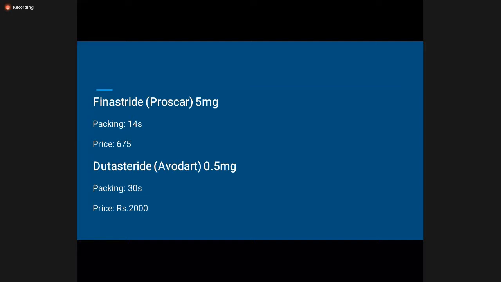So these are the most common drugs being prescribed. You should know their names and their dosage as well. So that's why I have included these. Number one is finasteride, and the most common name is Proscar, 5 milligram. It costs around 675 rupees. And the other drug is dutasteride, and it's 0.5 milligram, and it costs around 2000 rupees.